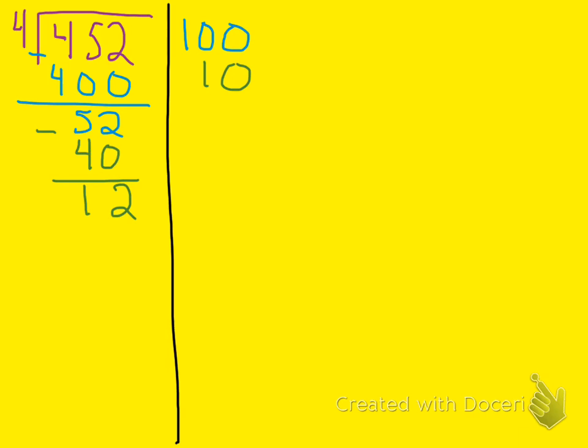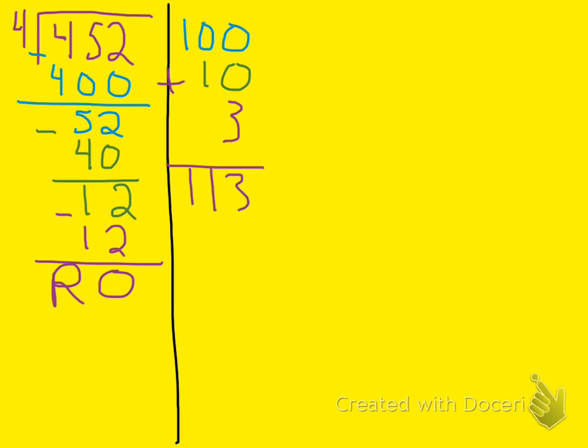Okay, now my last step is to figure out how many times does 4 fit into 12. I know that 4 times 3 equals 12, so I'm going to put my 3 over here. Put my 12 down below, subtract. I'm left with 0. This number down here becomes your remainder. Okay, over on the right side now, I'm going to add my columns together. So I have 113 as my answer with a remainder 0.